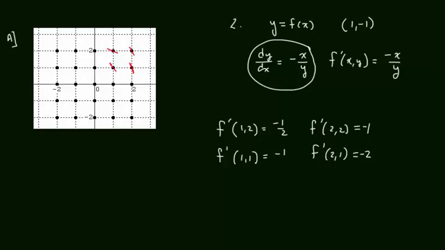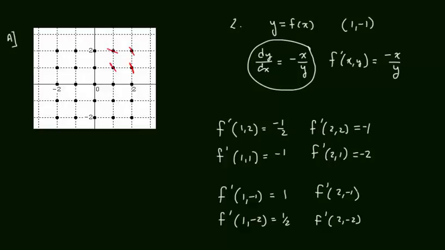Let's take a look at some points in the fourth quadrant. So f prime of 1, -1, f prime at 1, -2, f prime at 2, -1, f prime at 2, -2. Those values 1, 1/2, 2, and 1. Again, I'm plugging that in to my slope formula. And coming back over, we're going to try to draw this a little bit better.